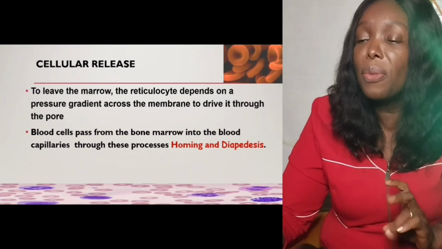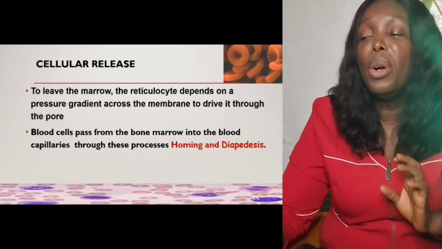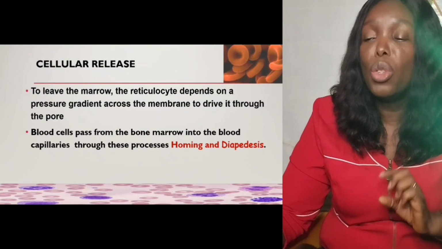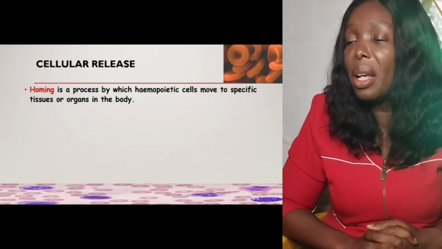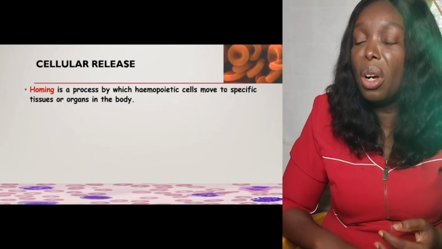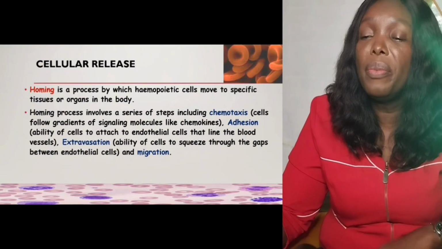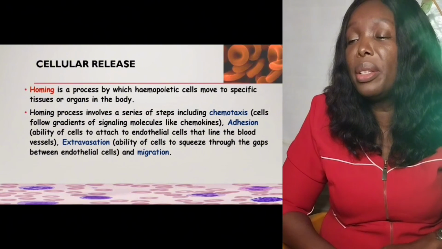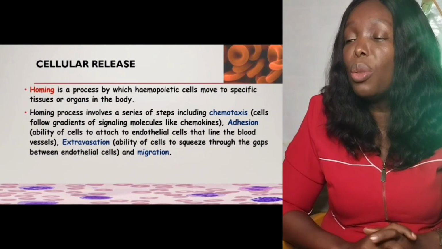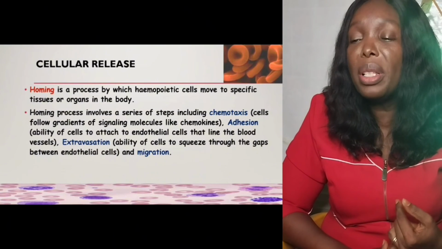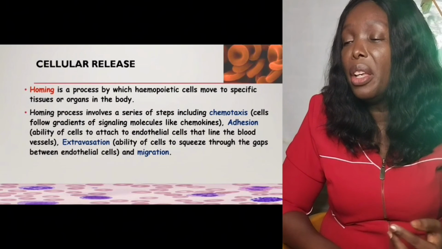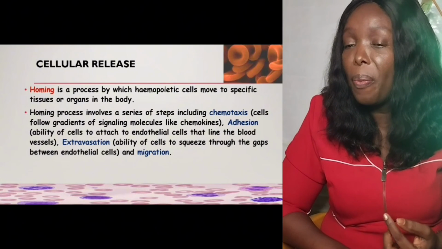Blood cells pass from the bone marrow into the blood capillaries through the processes called homing and diapedesis. Homing is the process through which hemopoietic cells move to specific tissues or organs in the body. The homing process involves a series of steps, including chemotaxis.